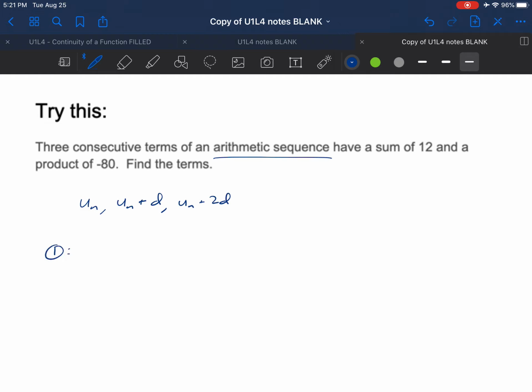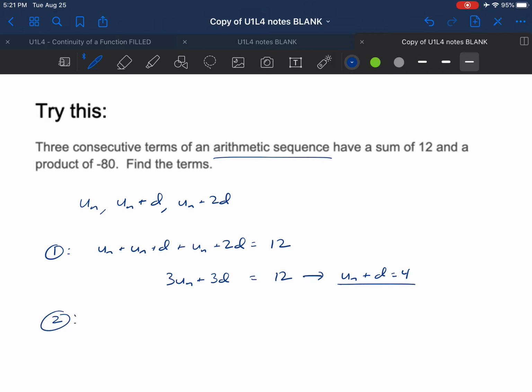We know that they sum to 12, so if we add these all together, one equation is u sub n plus u sub n plus d plus u sub n plus 2d, and the sum of those is 12. If we clean this up a little bit, we have 3 u sub n and 3d. Then if we divide everything by 3, we get something more simplistic: u sub n plus d is 4. That's an important equation.